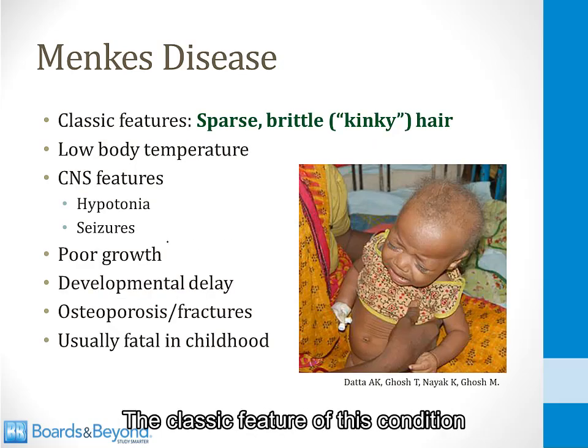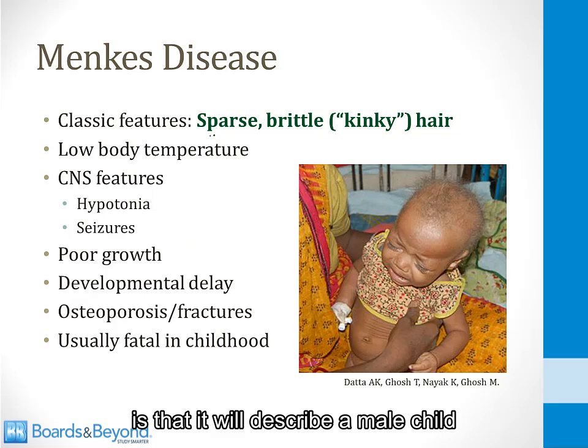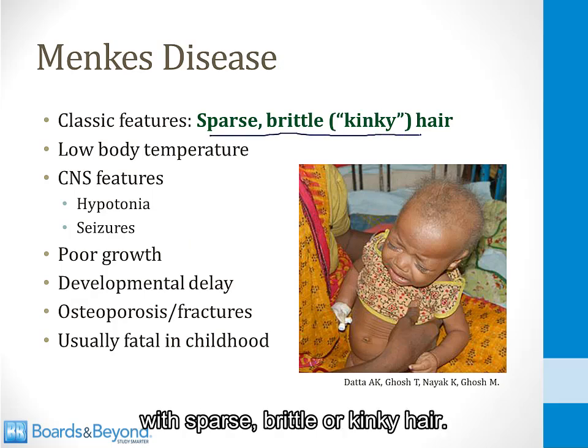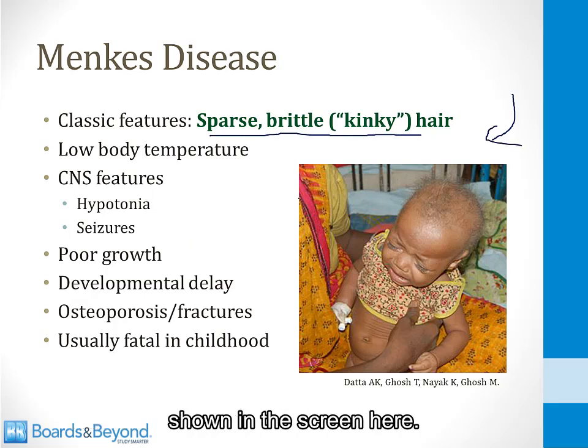The classic feature of this condition, and the one you need to remember in order to recognize it in a board question, is that it will describe a male child with sparse, brittle, or kinky hair. This is a classic feature. This is a picture of a child with Menkes disease shown on the screen here.